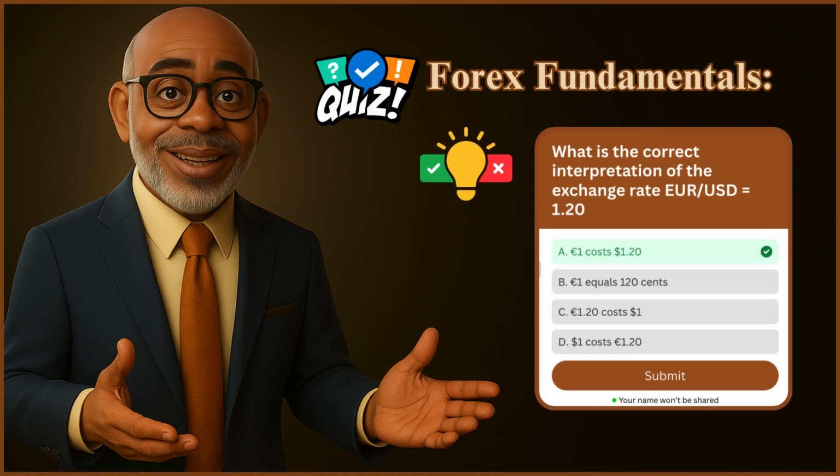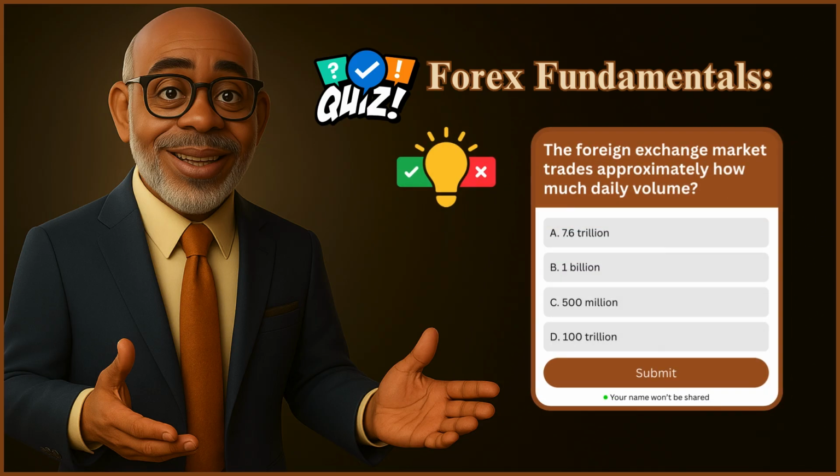The correct answer is A. 1 euro costs $1.20. Euro / US dollar equals 1.20 means 1 euro buys $1.20.